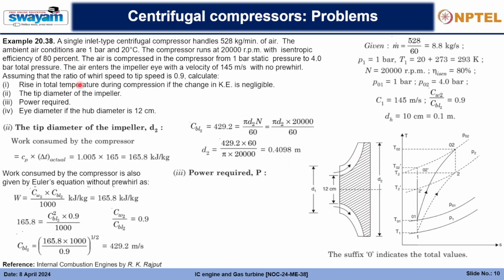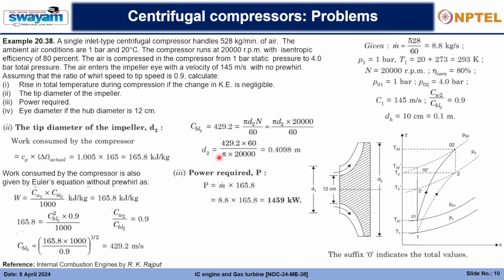Now we calculate the power required P. So the power required P is m into 165.8, and m we are given. The 165.8 is the work consumed by the compressor entirely. So power is 1459 kilowatt.